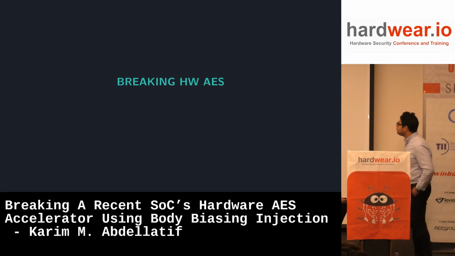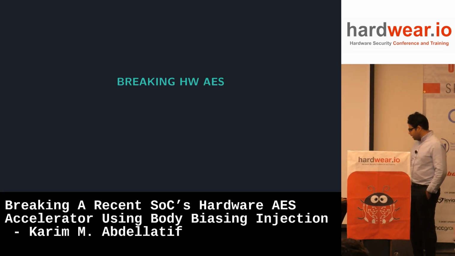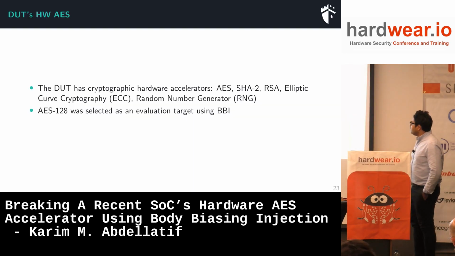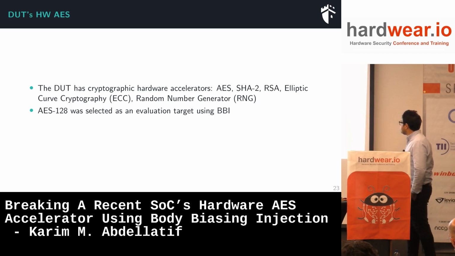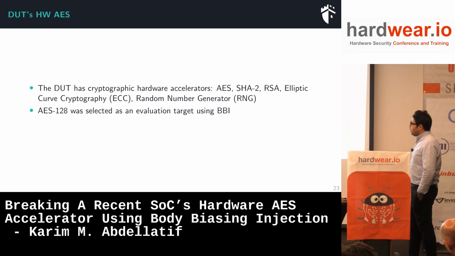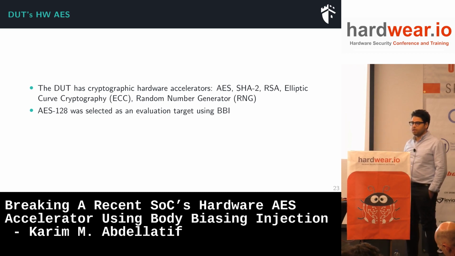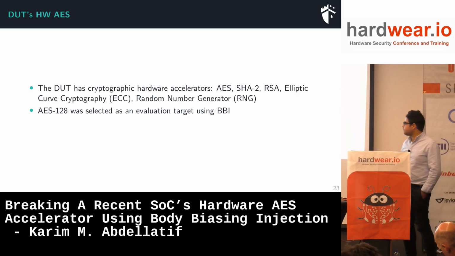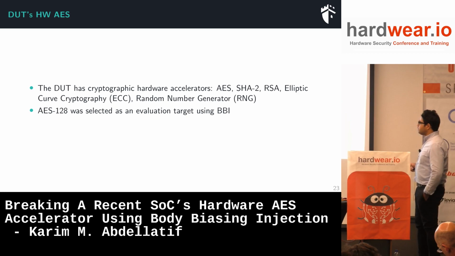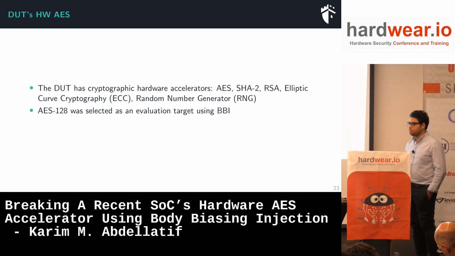Let me talk about the hardware AES accelerator. This chip actually contains cryptographic hardware accelerators such as AES, SHA, RSA, elliptic curve, and random number generation. It also contains AES-128. Actually, the AES accelerator can be configured from 128 up to 256. So the main target is to break the AES using body biasing injection.